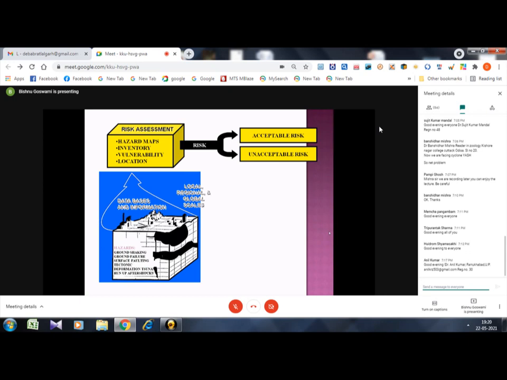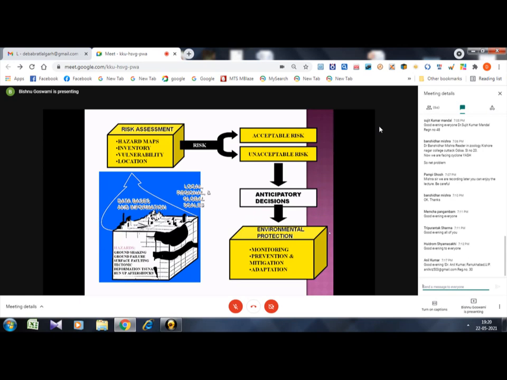There is always an element of risk, and we have to decide between what is acceptable and what is unacceptable risk. And after we do this kind of differentiation, we can have the anticipatory decisions, and we can do environmental protection or protection of lives and other digital support systems.